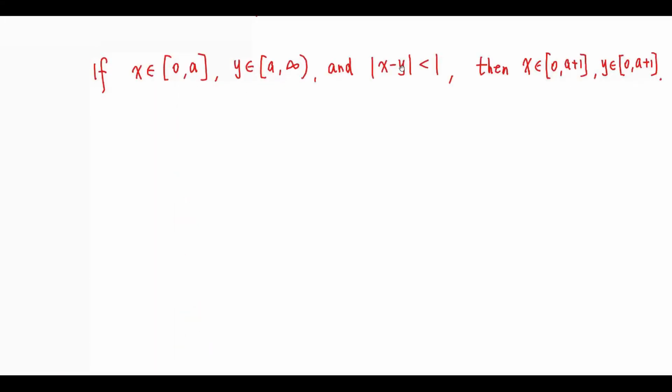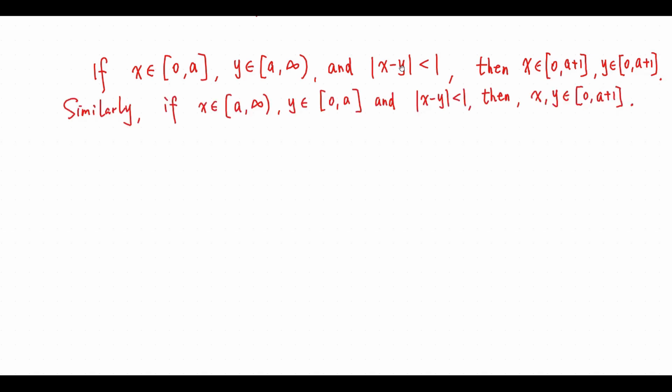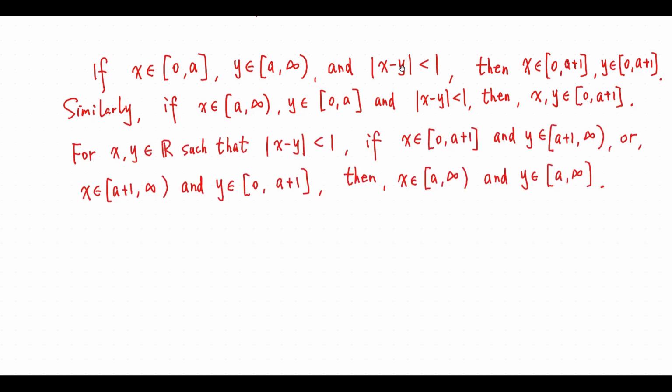We see that if x is in the closed interval [0, a], y is in the semi-closed interval [a, infinity), and the absolute value of x minus y is less than 1, then x and y are in the closed interval [0, a+1]. Similarly, if x is in the semi-closed interval [a, infinity), y is in the closed interval [0, a], and the absolute value of x minus y is less than 1, then x, y are in the closed interval [0, a+1].